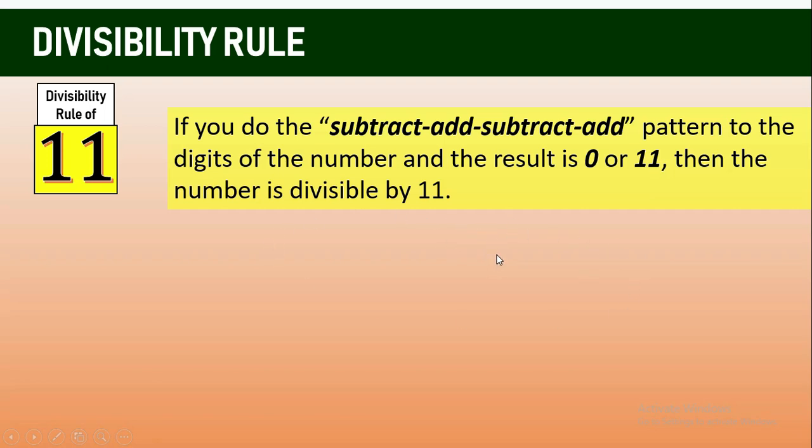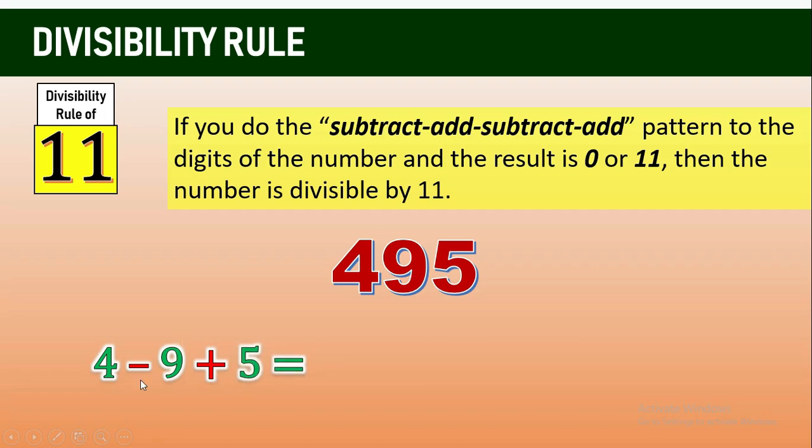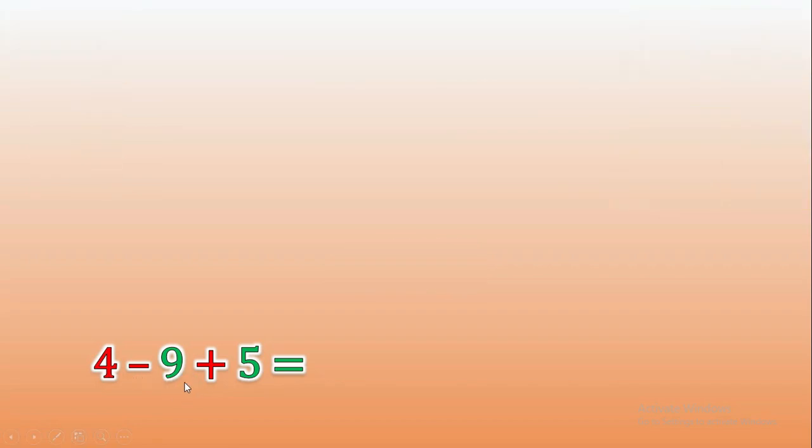For example, 495. Tandaan natin yung pattern na subtract, add. Nauuna palagi yung subtract. 4 minus 9 plus 5. Wala nang subtract, add dito kasi wala na rin namang number. Pero kailangan lang talaga mauna yung subtract bago yung add. So, 4 minus 9. Cannot be, diba? Saan siya magbabaro?